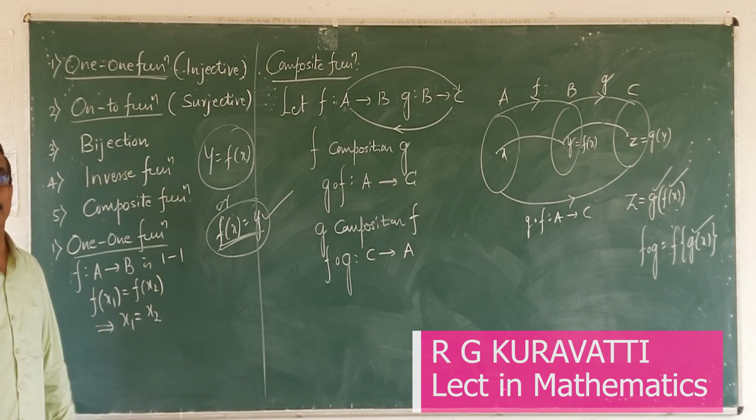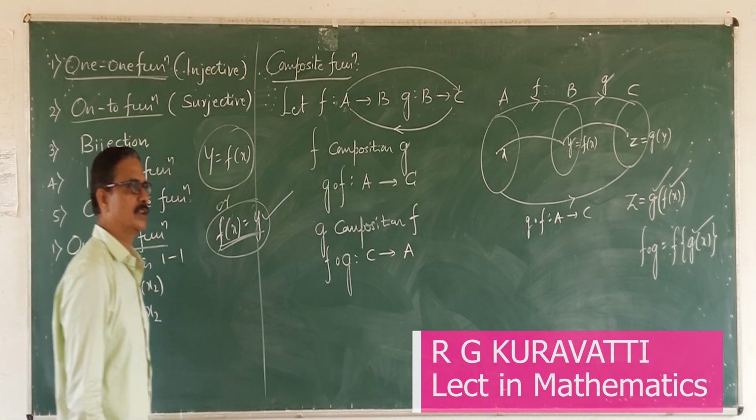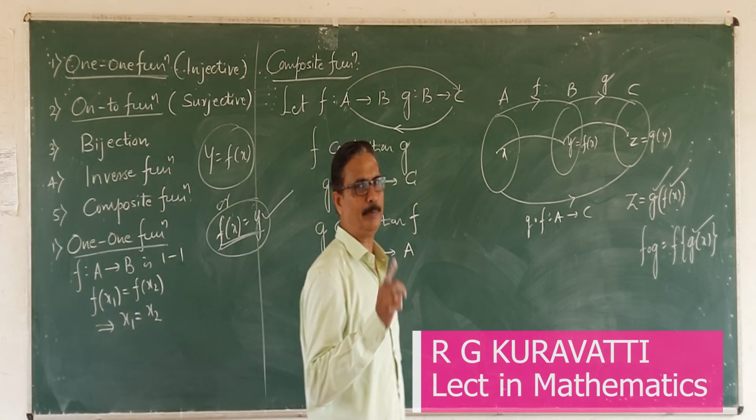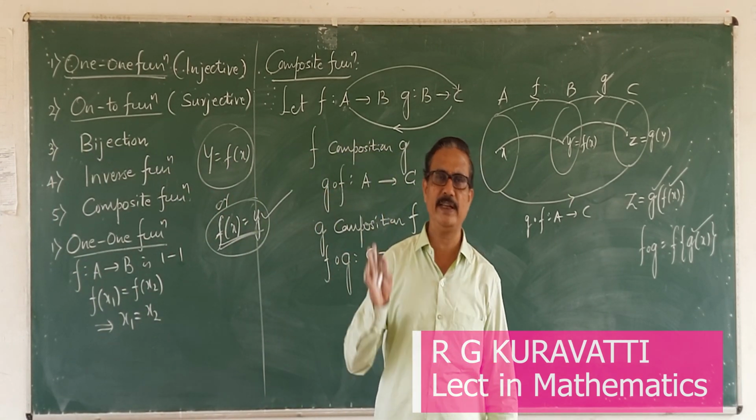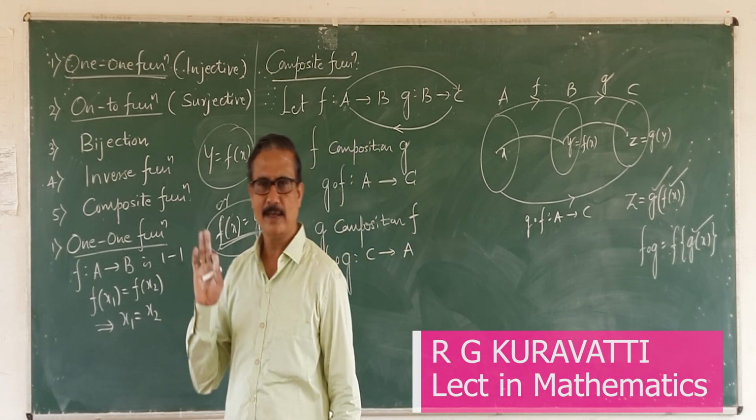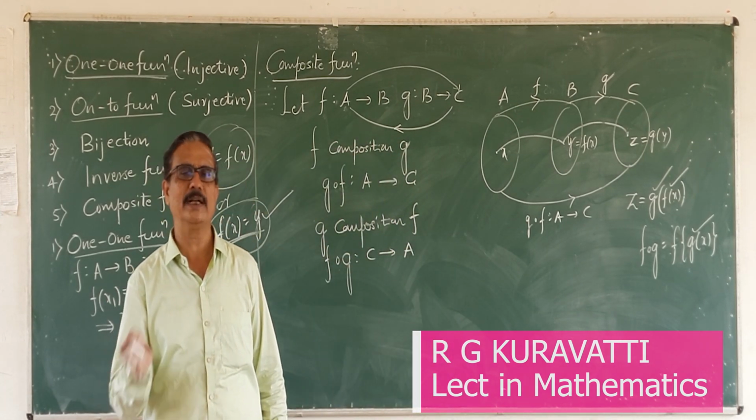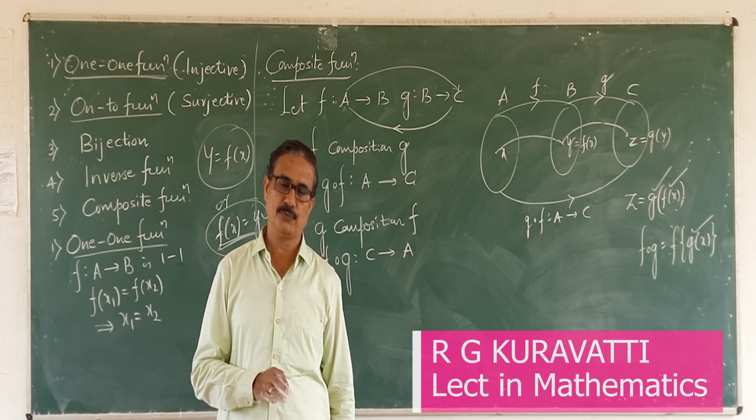Type number 3, bijective function. A function f from A to B is said to be bijective if and only if it is both one-one as well as onto. When both are satisfied, it is said to be bijective function.